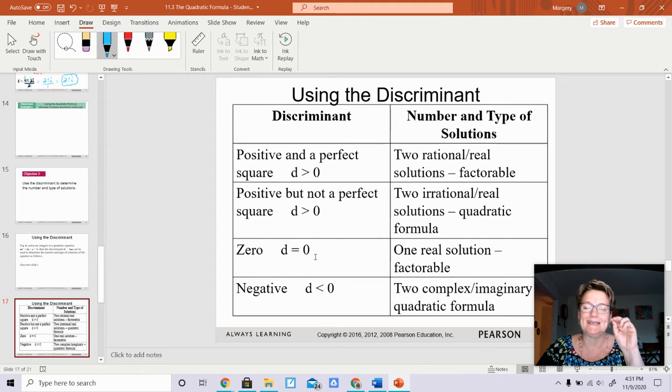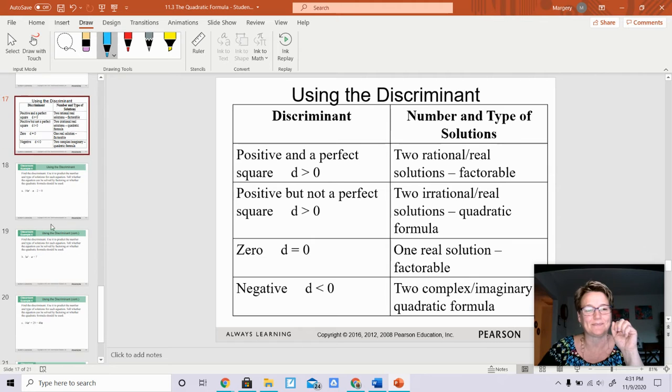If your discriminant is 0, that means you have only one real solution and it is factorable. If you have a discriminant that is negative, it means that you will have two complex imaginary numbers and you must use the quadratic formula. All right, so let's begin on some examples.